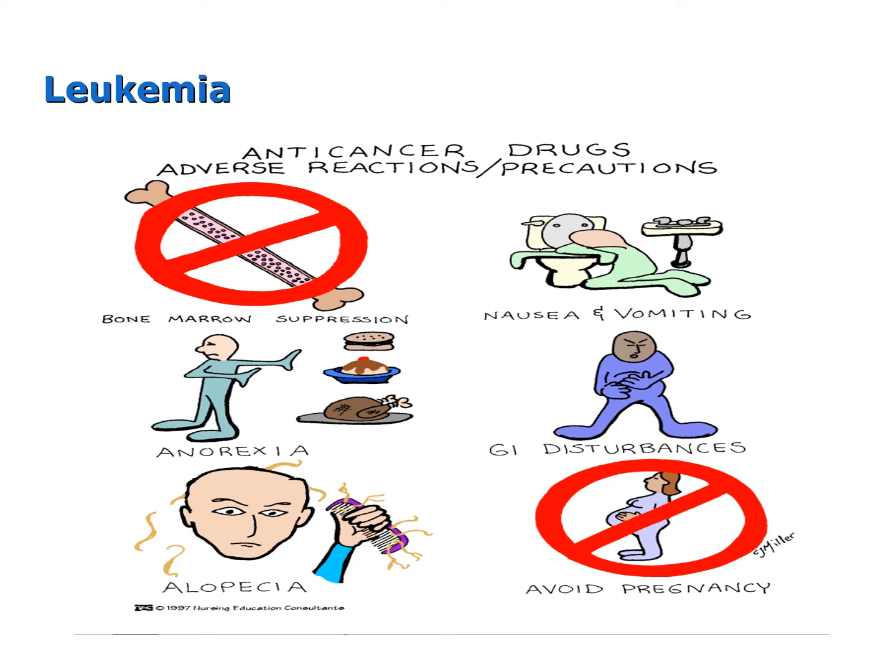Then you're thinking of anti-cancer adverse reactions, precautions, all the different things that can happen when they're trying to give you treatment. So getting things like bone marrow suppression, nausea and vomiting, anorexia, you don't want to eat, GI disturbances, alopecia, and obviously you want to avoid pregnancy because this is such a stressor on your body, having leukemia, right?